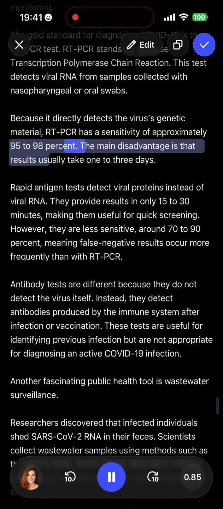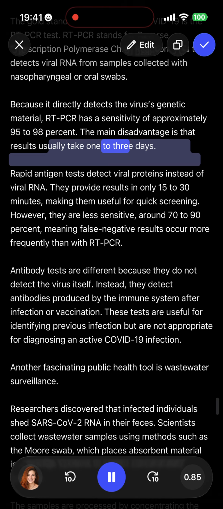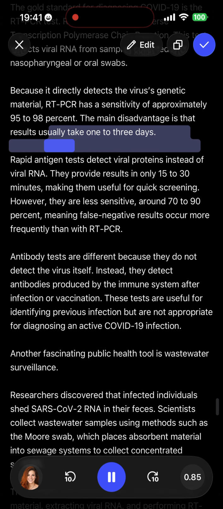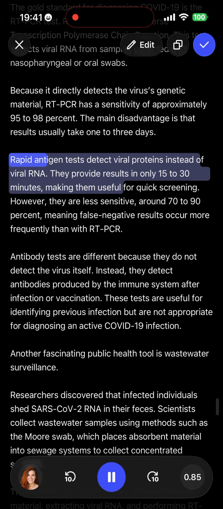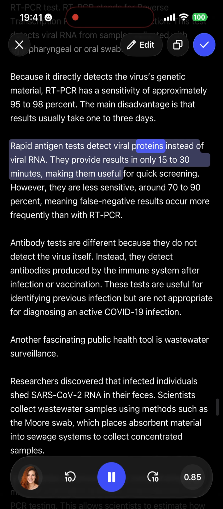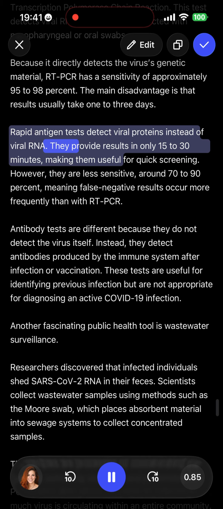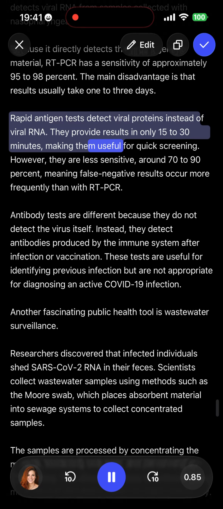Rapid antigen tests detect viral proteins instead of viral RNA. They provide results in only 15 to 30 minutes, making them useful for quick screening. However, they are less sensitive, around 70 to 90%, meaning false negative results occur more frequently than with RT-PCR.